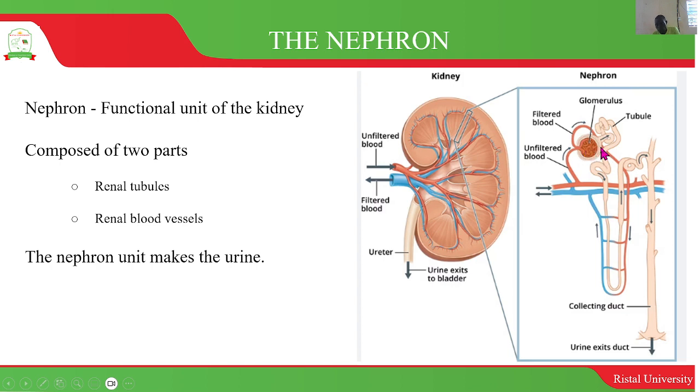Even proteins. Proteins are too big; they are not supposed to pass through this. So when we see proteins in urine in certain amounts, it's telling us something is already wrong with the urinary system.